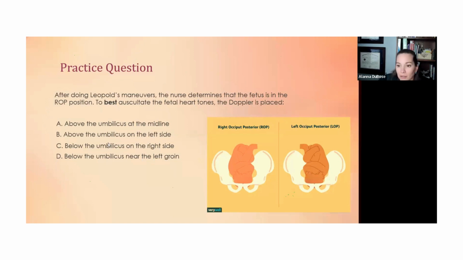So this was kind of a guess, and as you might expect, the answers are kind of varied. But the correct answer, which 55% of you got, is C, below the umbilicus on the right side. The reason for that is the baby is head down, which means its heart is over here. If you're hearing heart tones above the umbilicus, then you might suspect that the baby's breech.